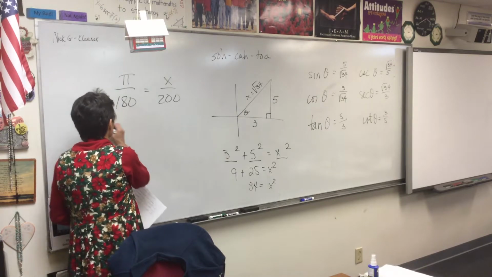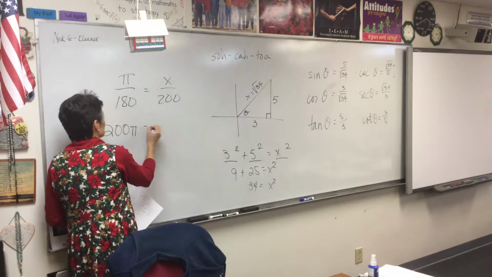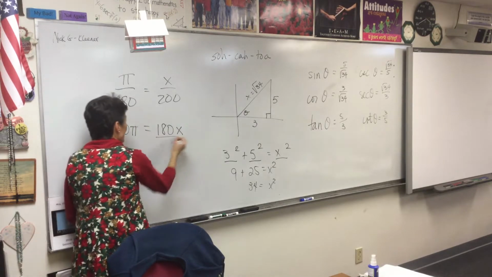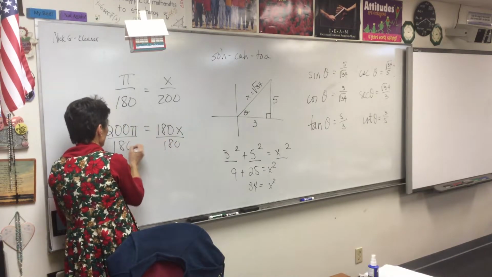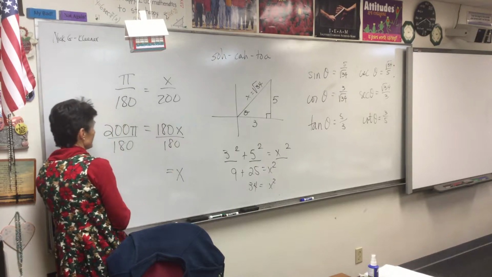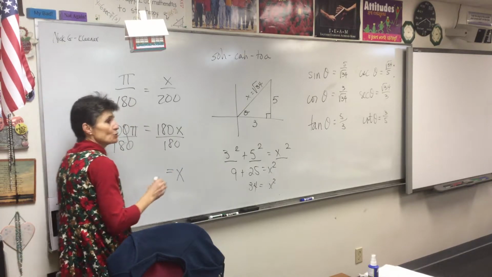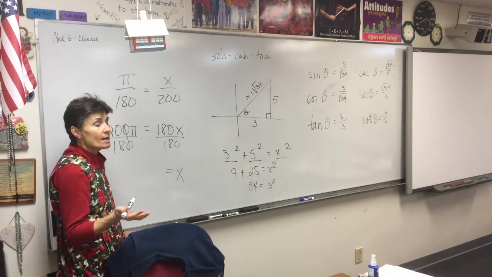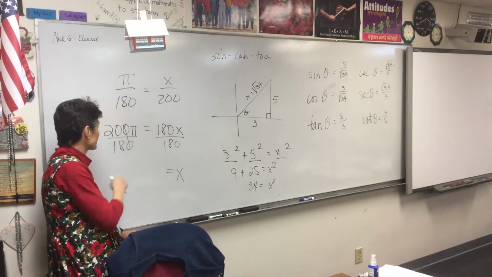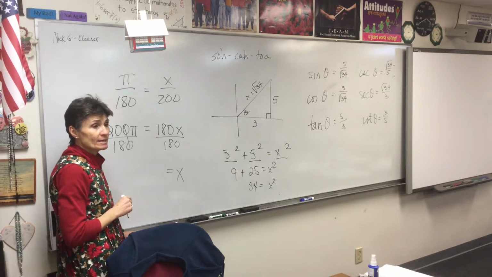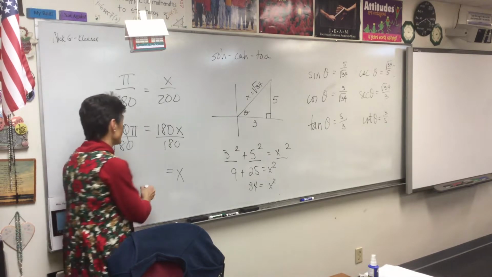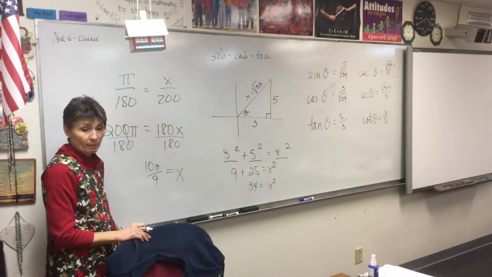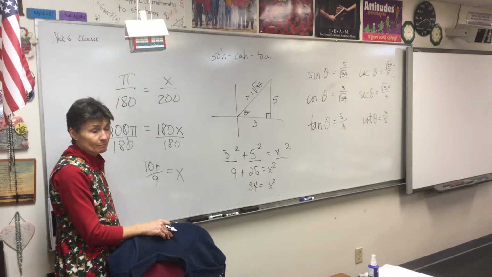Then we cross multiply. We divide in order to get x by itself. That's what you want to do. We almost always have some zeros. You don't always, but we often do. And if we have zeros, then we're going to cancel them out. 20 over 18 is 10 over 9. Don't forget the pi. The pi is still there. So 10 pi over 9.